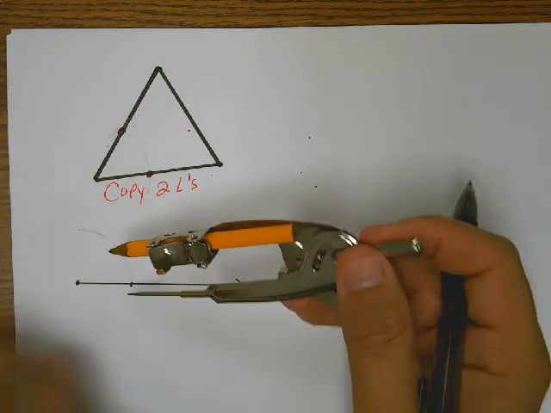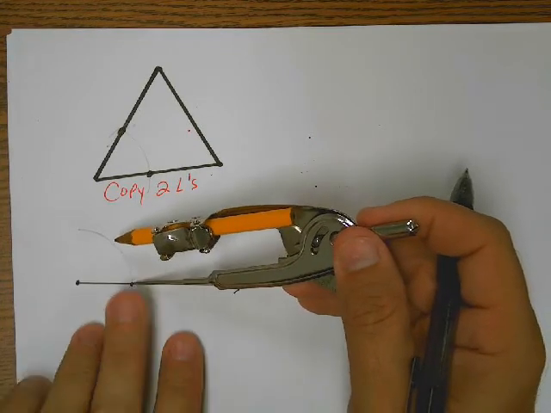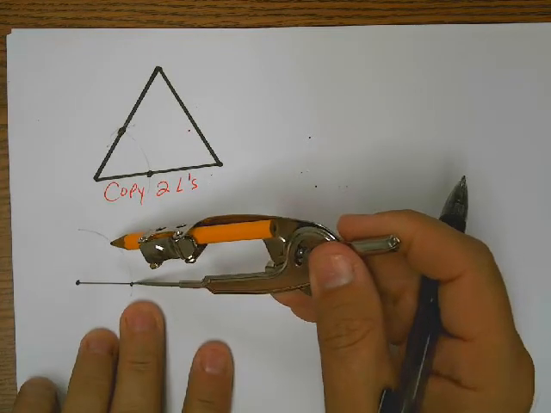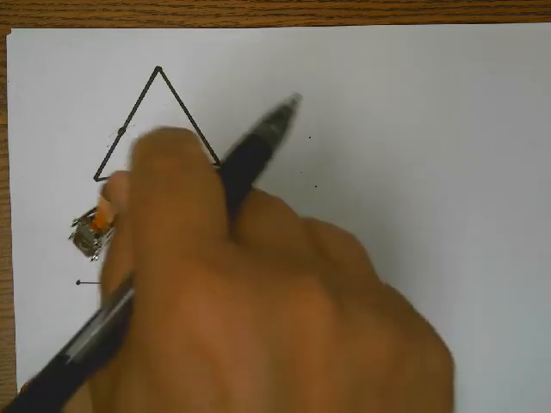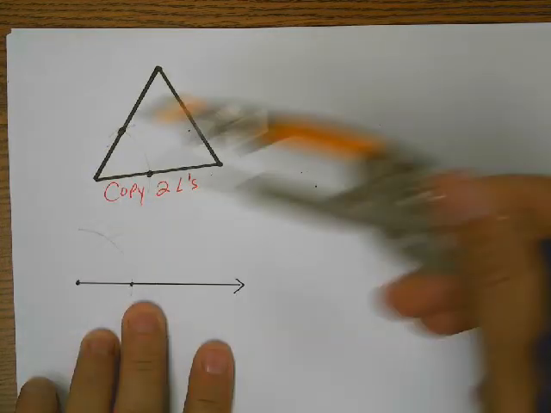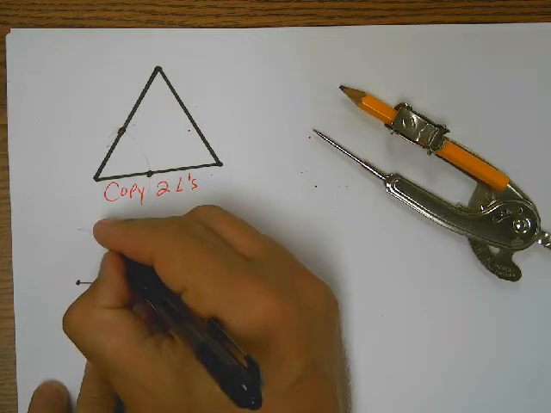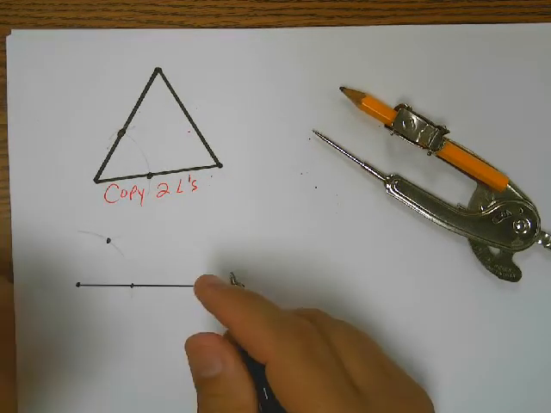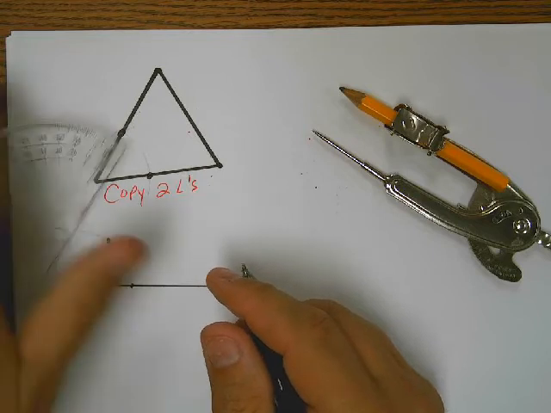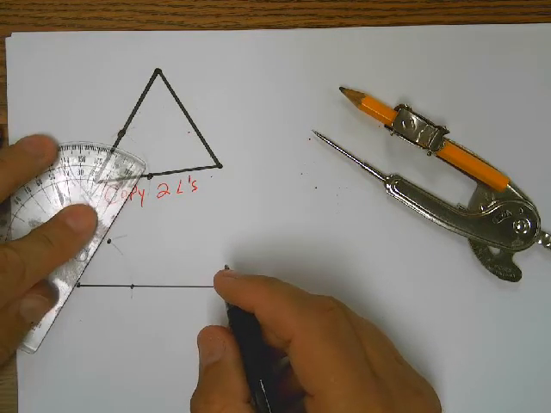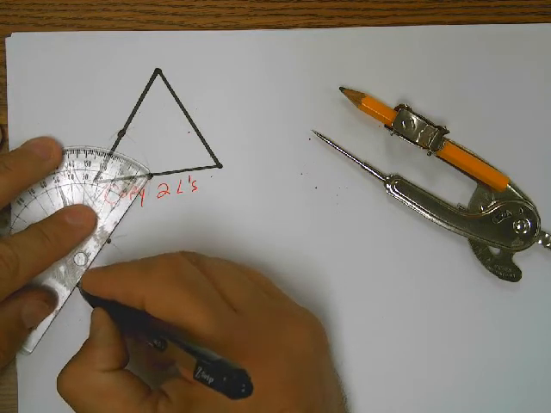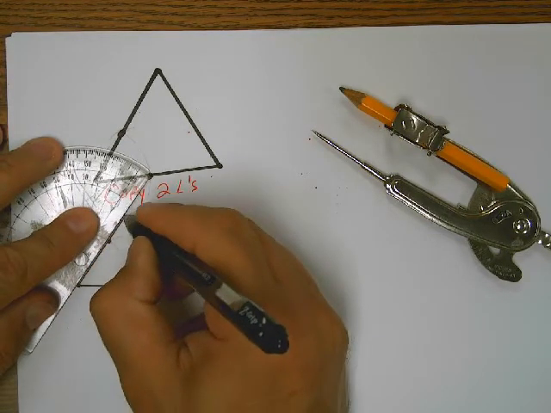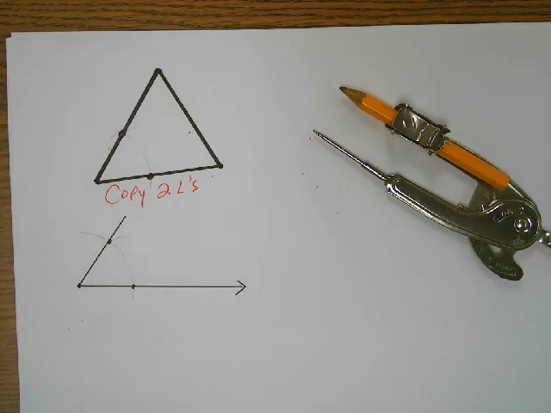Oh, excuse me. Put that on the point of intersection. Don't put it on the end point. Put it on the point of intersection. Get a new point of intersection out here. Highlight the point of intersection. Connect the dots. Okay, there's one angle done.